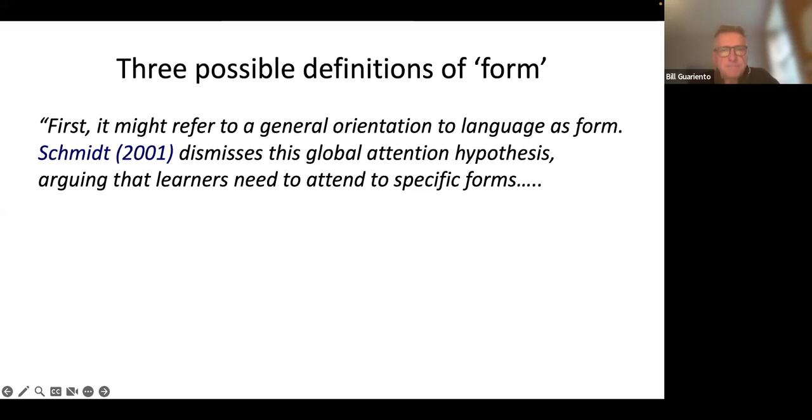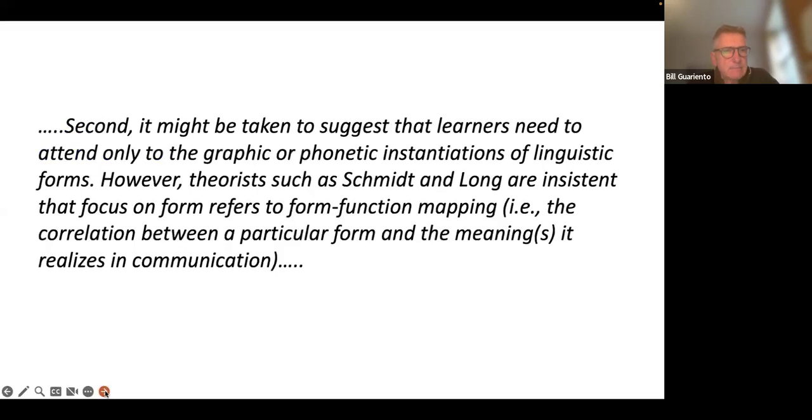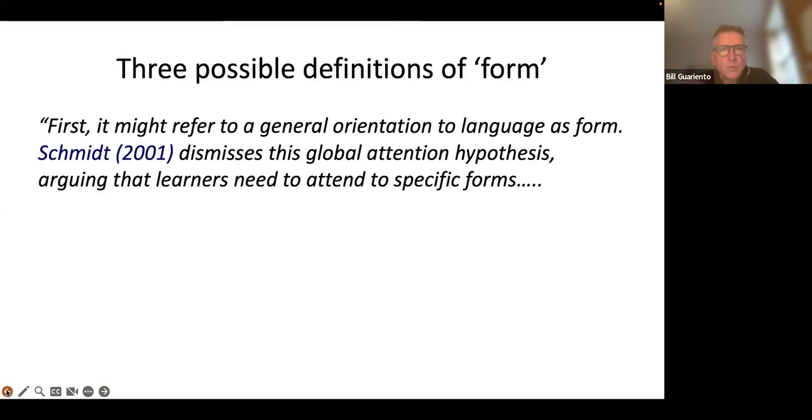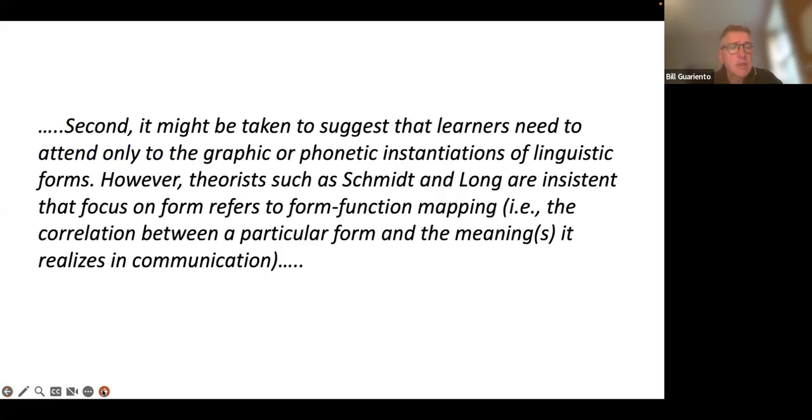So here, I think that Ellis is saying this is not helpful. The idea that all language is form is not helpful to teachers. Okay, we are teachers. We need something more specific. So he says, forget about this first definition. Let's look at the second definition. He says, second, form might be taken to suggest that learners need to attend, which means listen, pay attention to.